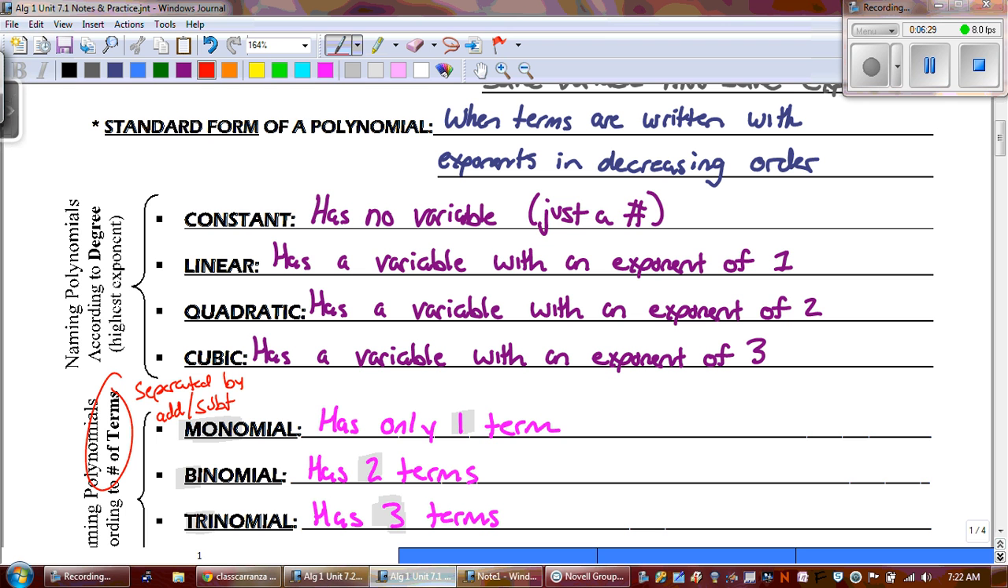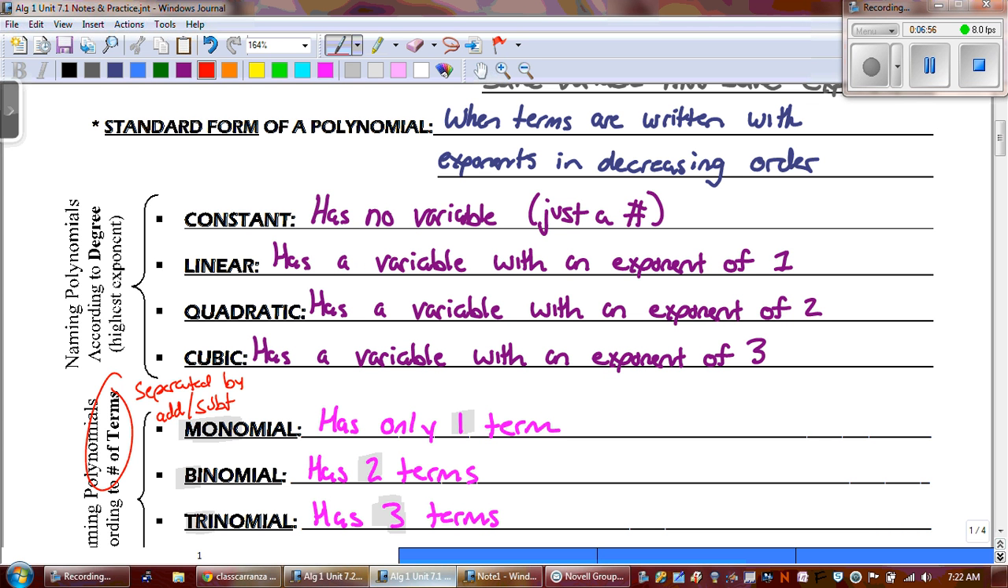And then the last thing is the degree. The constant, the linear, quadratic, and cubic. Constant has no variable, just a number. Linear has a variable with an exponent of 1. Quadratic has a variable with an exponent of 2. And cubic has a variable with an exponent of 3.